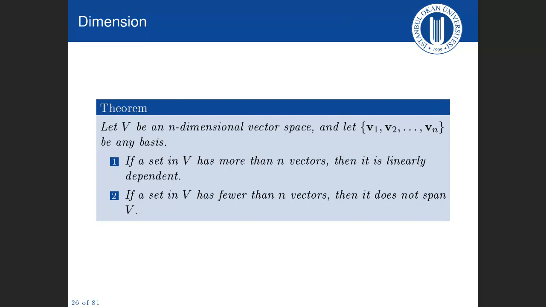Let V be an n-dimensional vector space. That means every basis for V contains n vectors. And let the set containing v1 up to vn be any basis for V. If a set in V has more than n vectors, then it's linearly dependent. If a set in V has fewer than n vectors, then it does not span V.